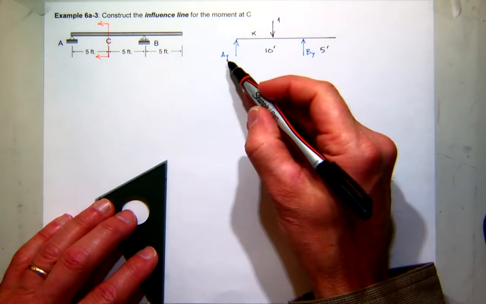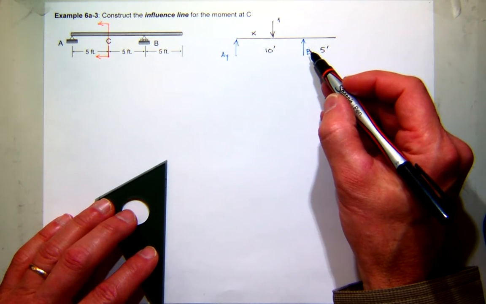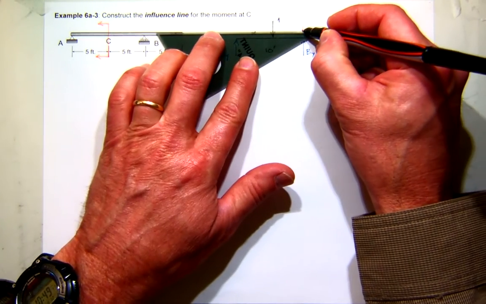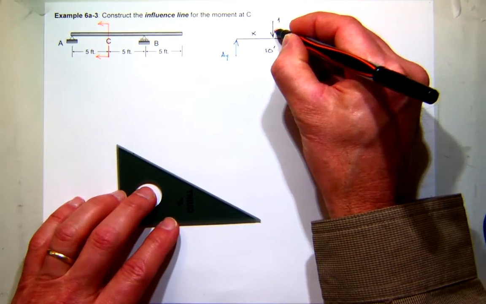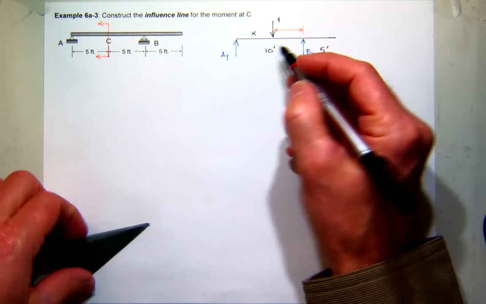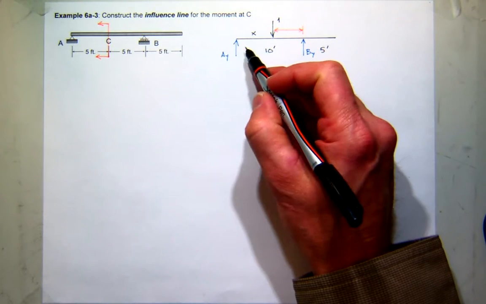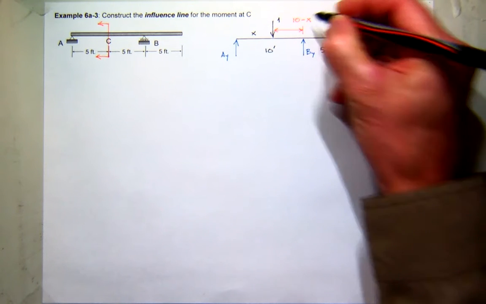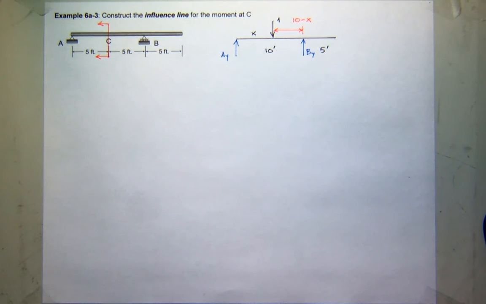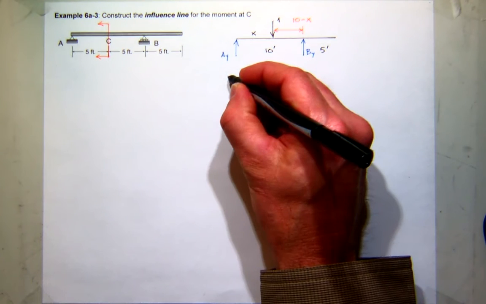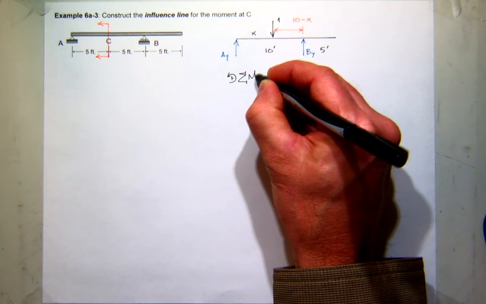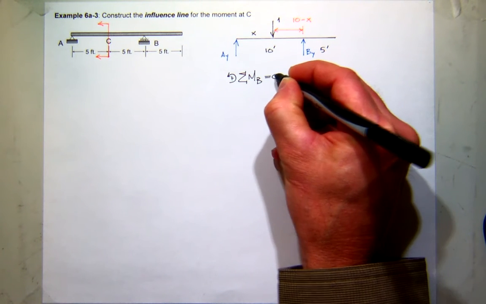Now since I'm looking for AY, I'm probably going to sum moments about B, so I'll be interested in the distance from B to the unit load. And what will that be? Looks like the total distance is 10, so it would be 10 minus X. Everybody see the geometry? So with that said, let's sum moments about B. Make sure it's in equilibrium.